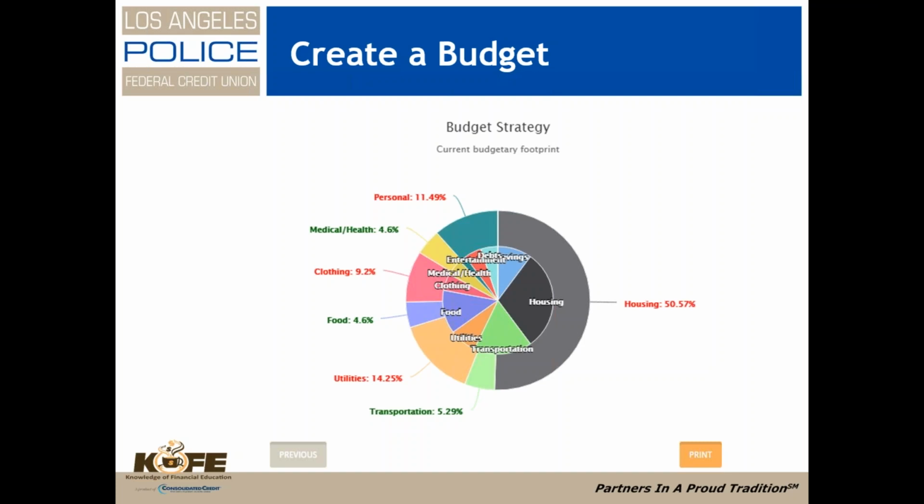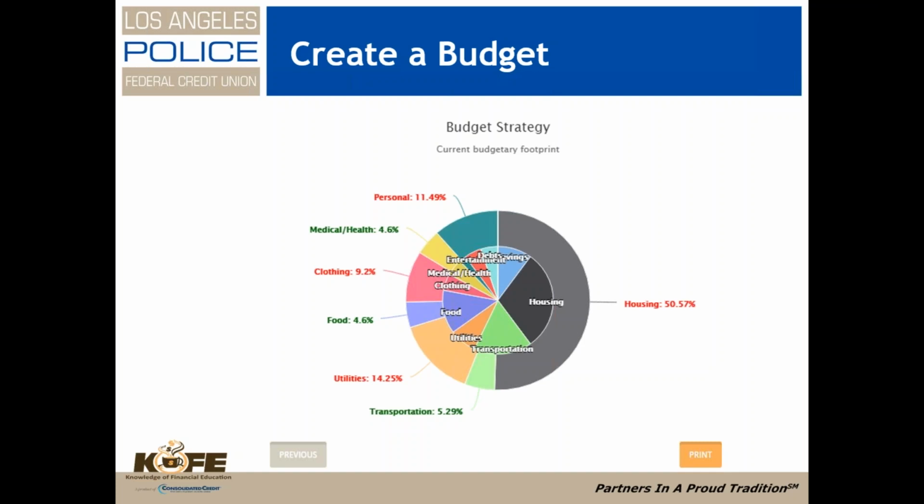So now I've entered everything. Before I did the webinar, I put in my own fixed, flexible, and discretionary expenses. And once you do that, this next page, the screen that you're looking at now, is your current budgeting strategy. This is great because it displays a breakdown of percentages of all the categories you entered. So it's basically a footprint of your current budgeting and strategy needs.